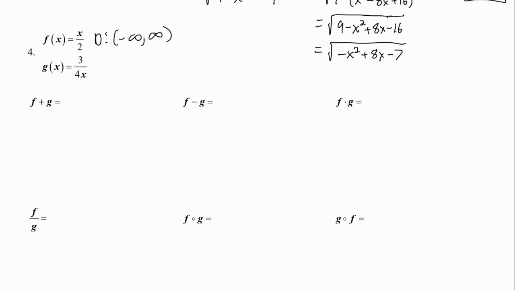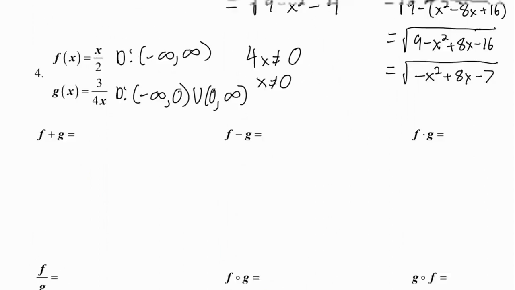Whereas in g, we have 4x in the denominator. So that means that 4x cannot equal 0, which means x cannot equal 0. And if we're writing that as an interval notation, we'd say -infinity to 0, union 0 to infinity. So everything except for that 0.